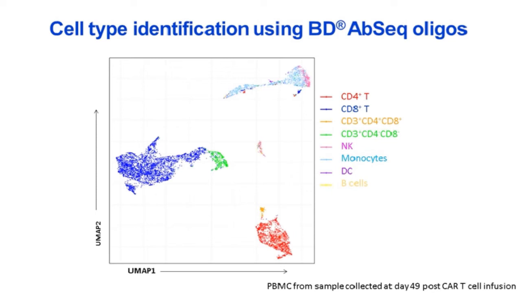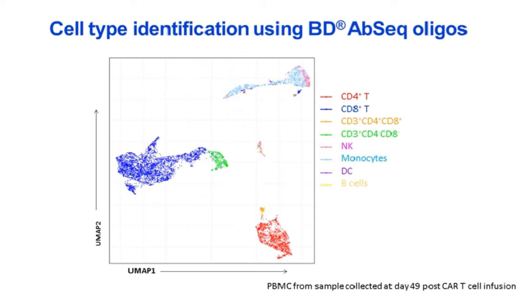In this particular case, we take PBMC from a sample collected 49 days after infusion of CAR T cells in this patient. And so you ask the question, what happened 49 days after we infuse CAR T? And I just want to remind you that these people that undergo treatment are immunodepleted to start with, so their immune system is almost down to a very small number of cells.